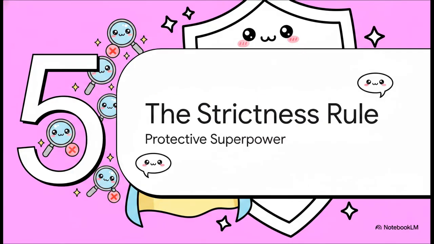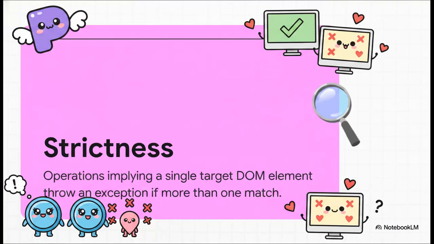Now, for our final chapter. Chapter 5, the strictness rule. We've talked a lot about finding elements, but what happens when you find too many? A lot of beginners see strict mode as this huge annoyance, but you'll quickly find it's actually a protective superpower.